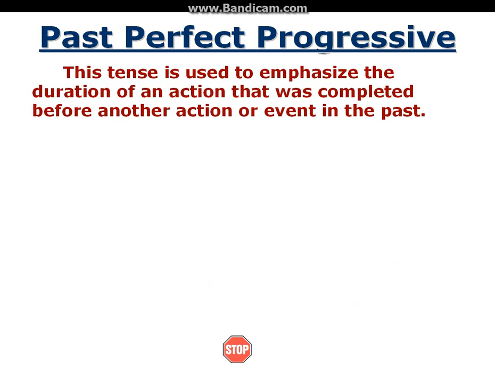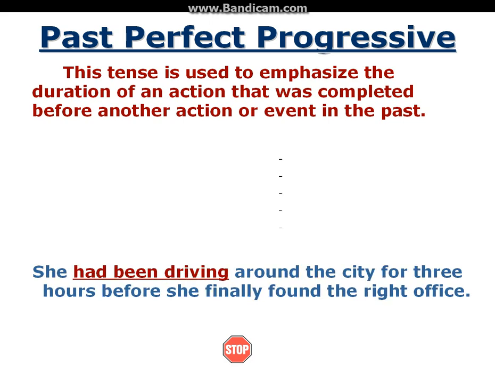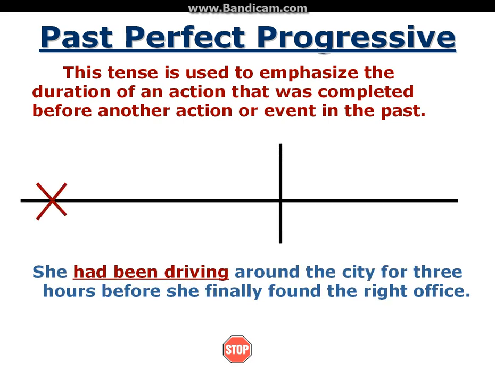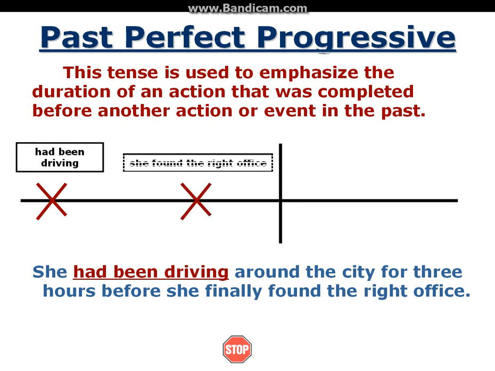The next, past perfect progressive. This tense is used to emphasize the duration of an action that was completed before another action or event in the past. For example, she had been driving around the city for 3 hours before she finally found the right office.